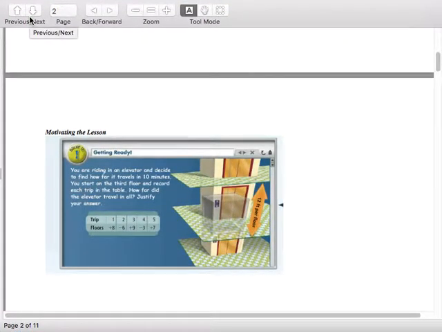Go ahead and get started. So you're riding in an elevator and decide to find how far it travels in 10 minutes. You start on the third floor and record each trip in the table. How far did the elevator travel in floors?